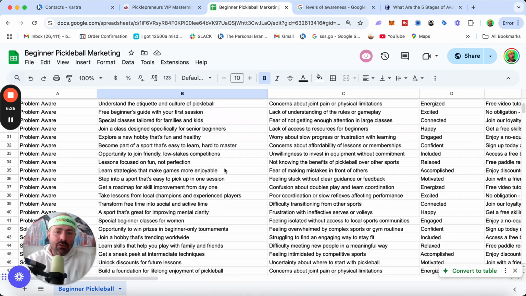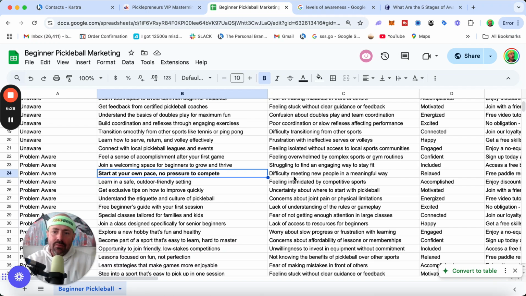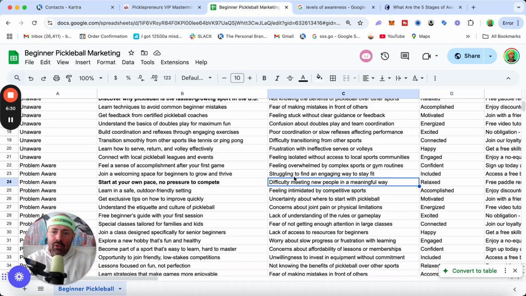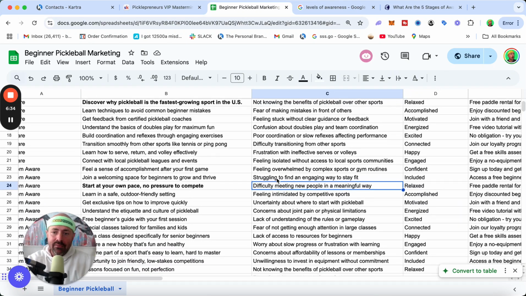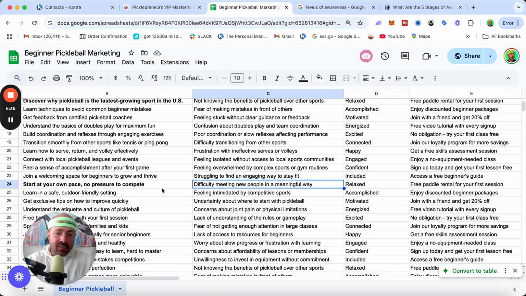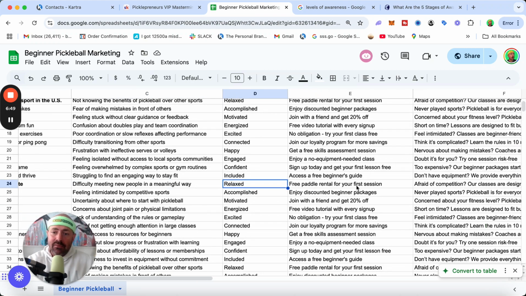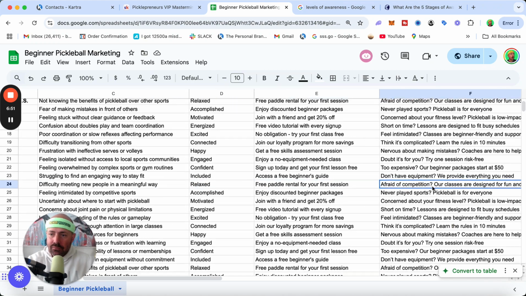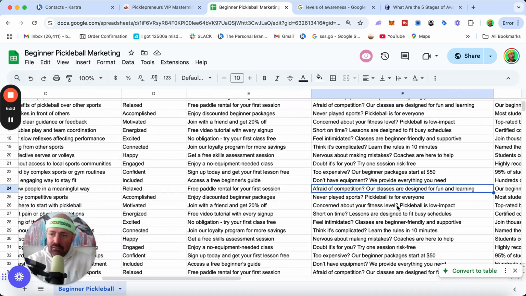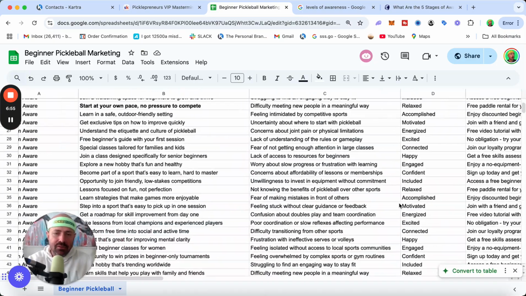Now let's move across here. On the pain points: difficulty meeting new people in a meaningful way. So this demographic is someone that now knows about pickleball. They want to go at their own pace, they don't want to compete, and they just want to meet great people. They want it to be relaxed. And then we've got the different offers, and we don't need to dive into this. Okay, let's move into the next one.